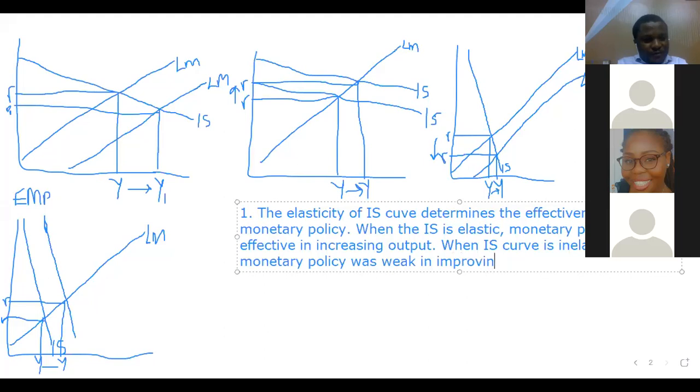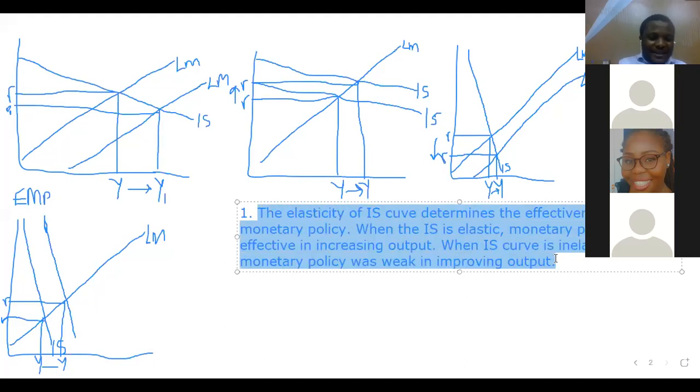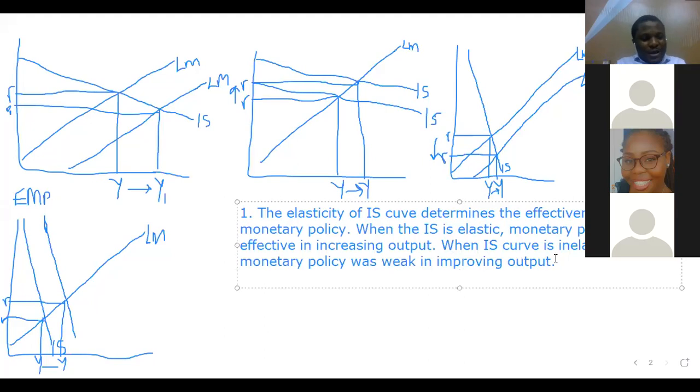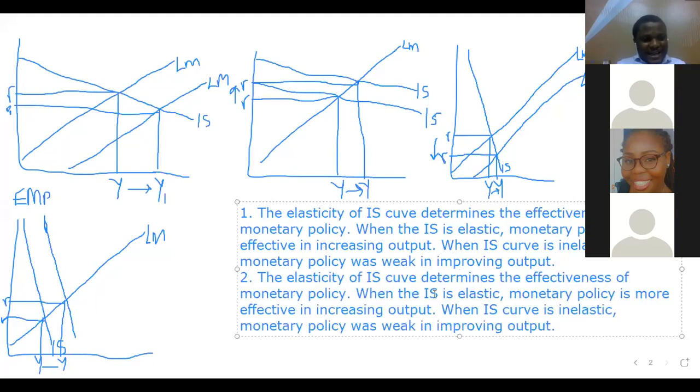In improving what? IS, in improving what? Output. That is a major submission you need to understand. In that vein, that also tells you that you can reverse this particular scenario, okay, and say that the elasticity of your LM curve determines the effectiveness of what?